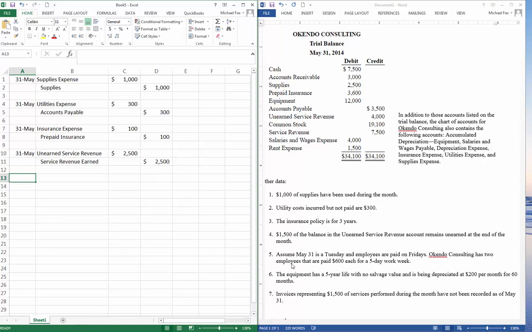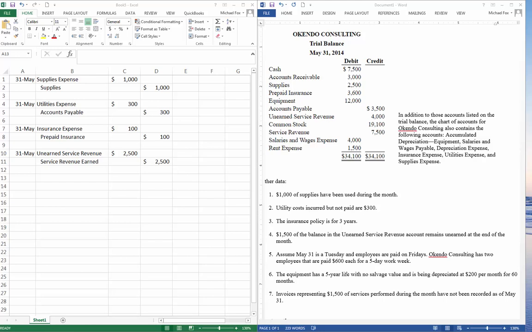All right, number 5. Assume May 31st is a Tuesday and employees are paid on Fridays. Oquendo Consulting has 2 employees that are paid $600 each for a 5-day work week. So if we pay $600 each for a 5-day work week, if we take 600 and divide that by 5, that means we pay each person $120 per day. And we multiply that times 2 employees. So our cost or our expense is $240 per day.